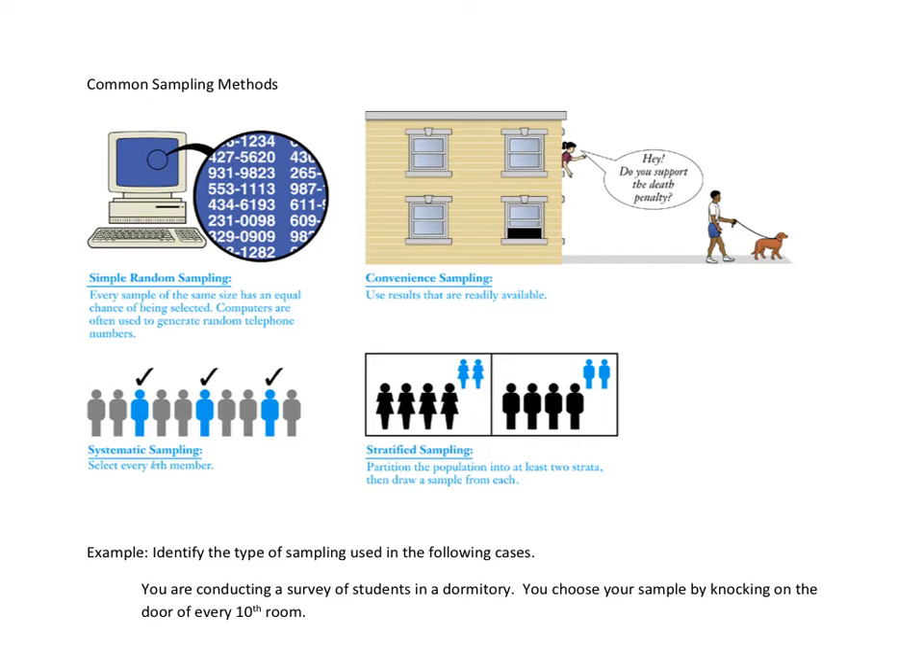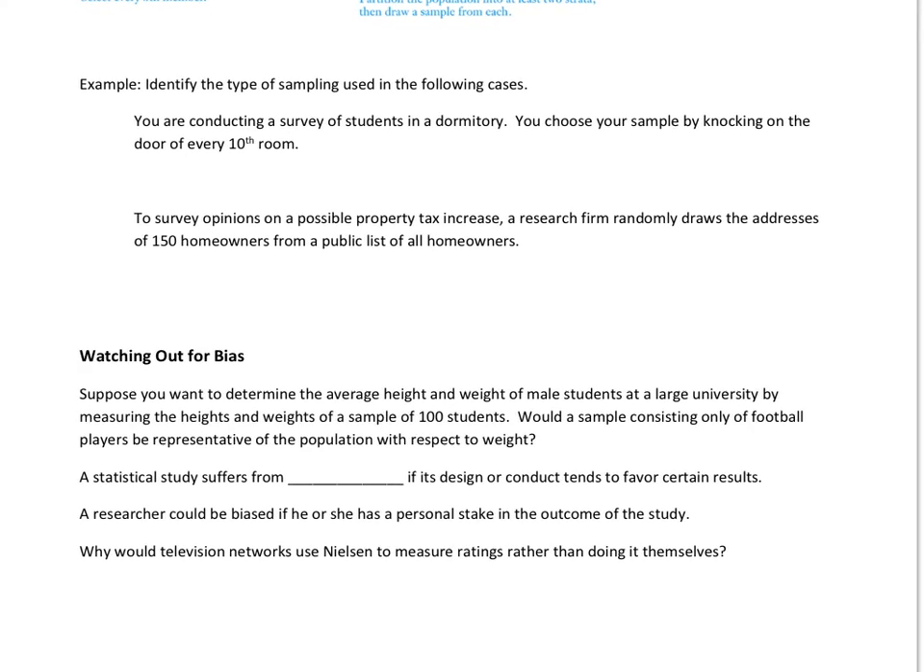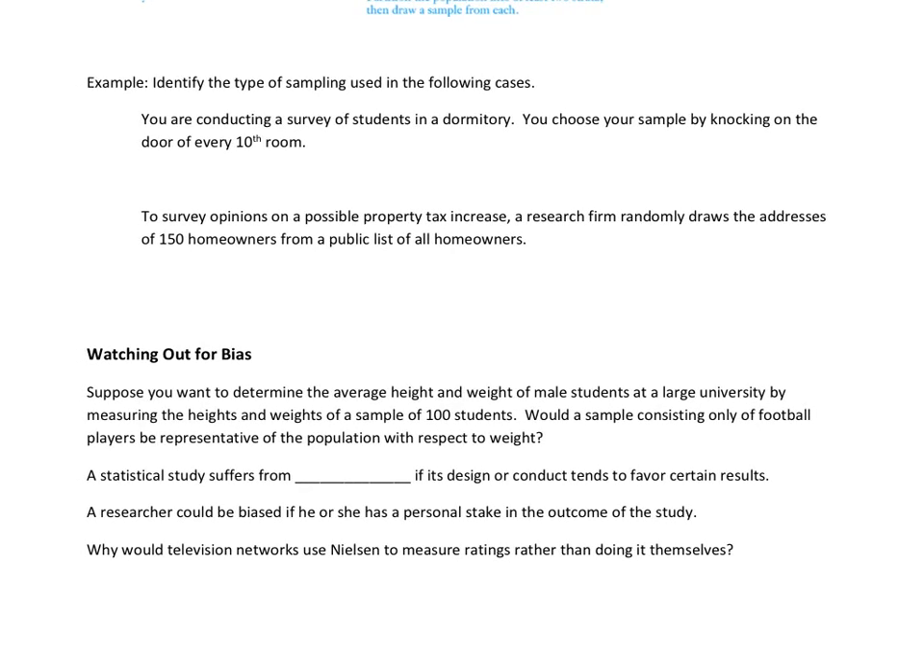Stratified sampling is what happens when you partition the population into at least two strata, aka two different groups, by some characteristic, and then you draw a sample from each group. So say there are 6 women and 6 men, you pick 2 women and 2 men. You pick the same number from each group. So let's take a look at identifying what kind of samples are being chosen.